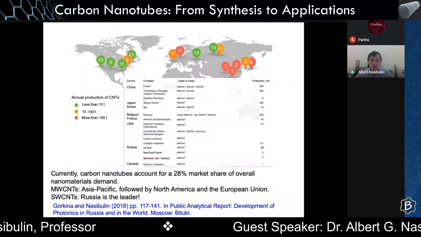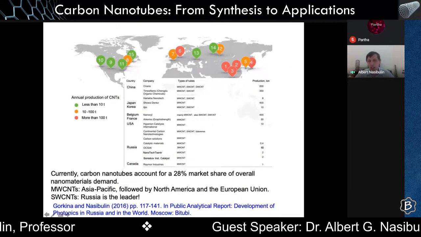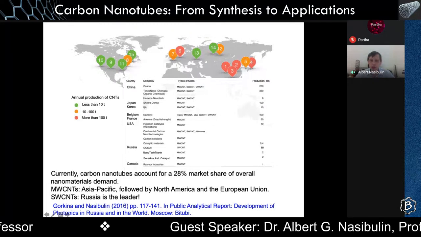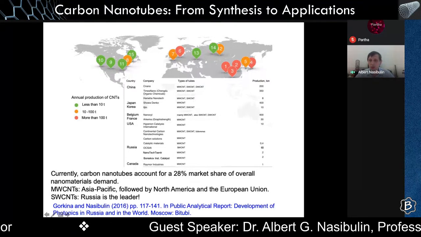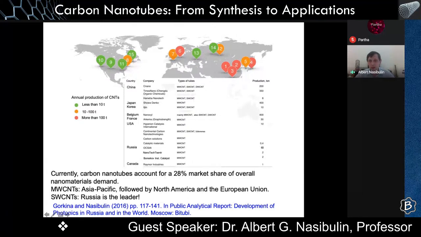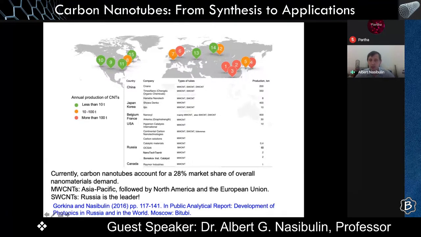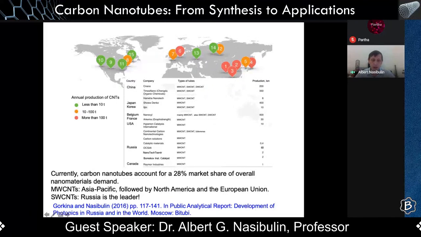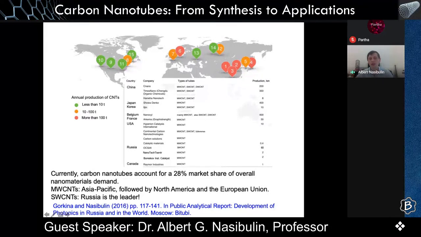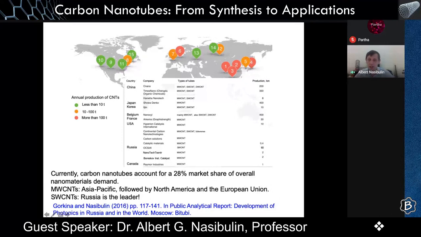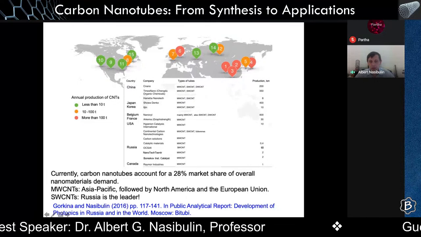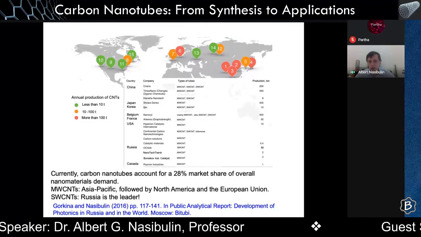If you look at the production of carbon nanotubes, nowadays multi-walled carbon nanotubes are mainly produced in China and Japan. Single-walled carbon nanotubes are nowadays mainly produced by the company OCSiAl, which is located in Novosibirsk in Russia. So they were able to drop down the price for this material almost three orders of magnitude.